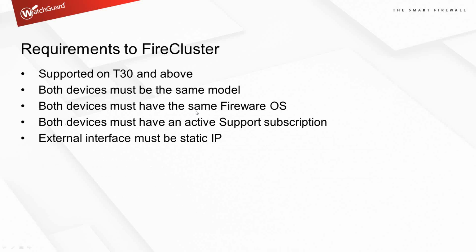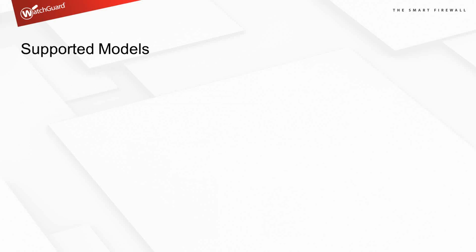So just requirements to do it. Just talk about things that have to be in play. You have to do it on a T30 or above. Both devices must be the same model and the same firmware level. Both boxes must have an active support contract. The security bundle, the security licenses, you only need that on one for an active-passive, but they both have to have a static address. And again, the external interface has to be a static IP.